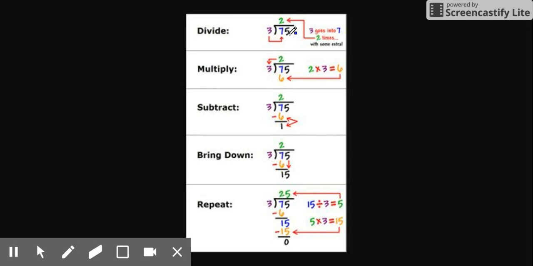75 is going to be called our dividend. And the dividend is how much you have all together, and it's going to be the number that you're going to divide. Let me put, dividend is 75.